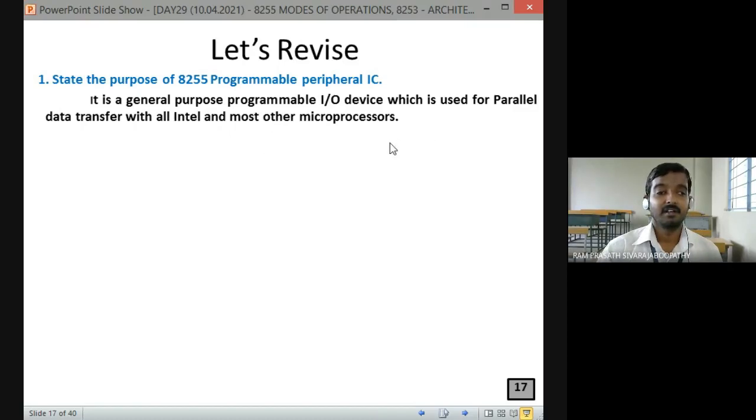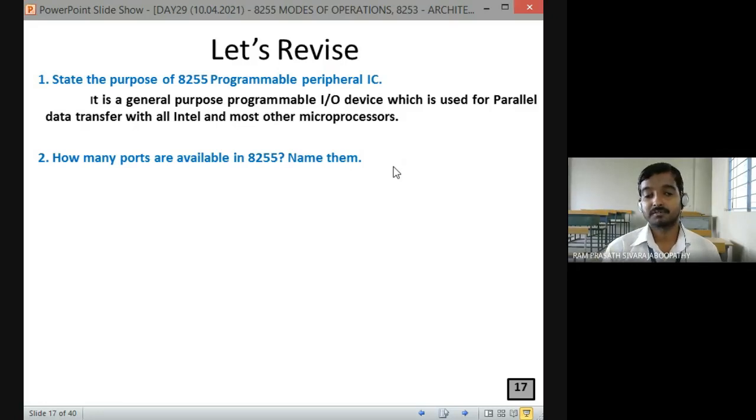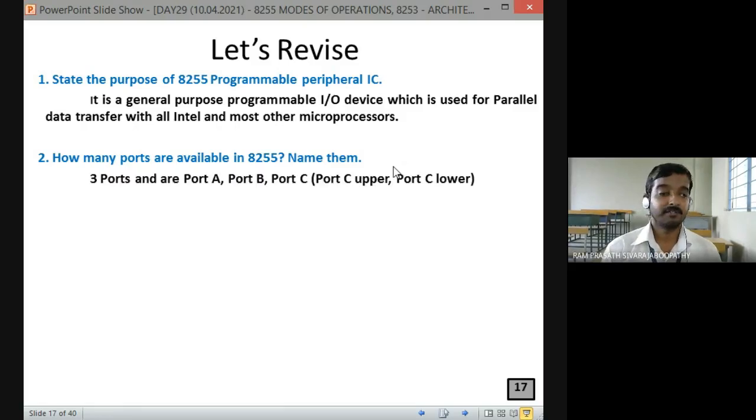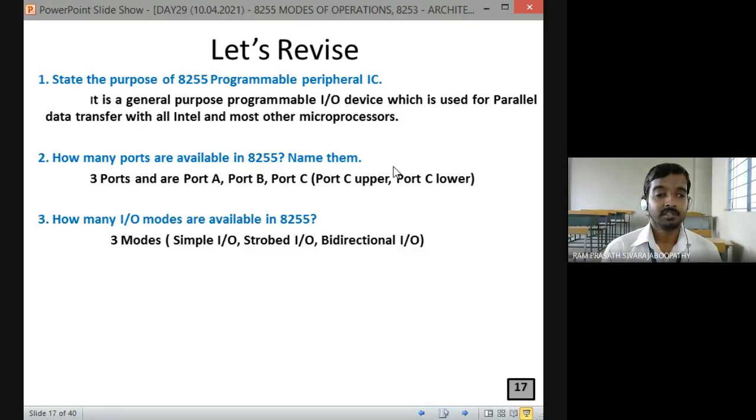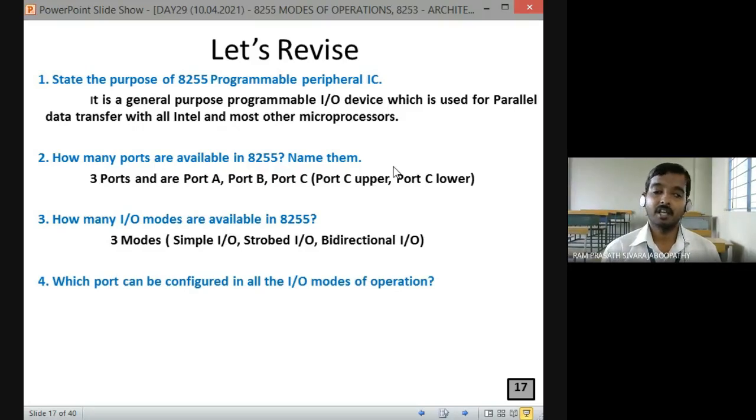Fine, with IO device. Next, how many ports are available in 8255? What are the ports? 3 ports. Names of the ports are port A, B and C. Very good. How many IO modes are available in 8255? Mode 0, mode 1, mode 2. How many modes of operation do we have under IO mode? 3. Simple IO, strobed IO, bidirectional IO. Fine. Then which port can be configured in all IO modes of operation?